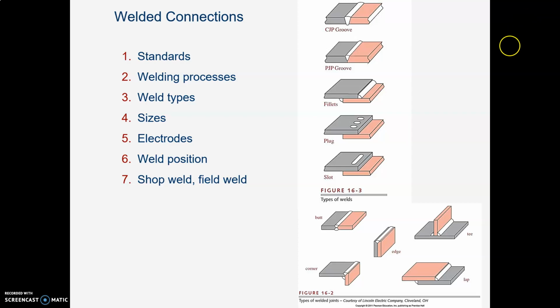Now we'll think a bit about welded connections. Another day we talked about bolted connections. And in another class, machine elements, we talk about welded joints and weld symbols and so on and so forth, especially in manufacturing. Here we'll think more about structural welding, like in structural steel buildings.